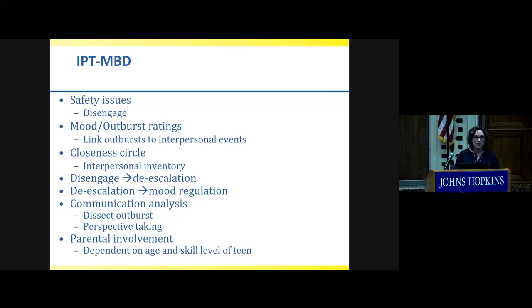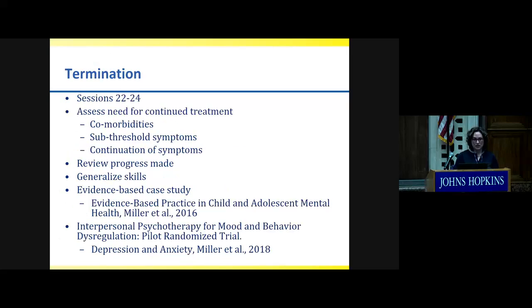We do a lot of communication analysis, dissecting the outburst, doing a lot of perspective taking. How did you feel? How do you think your parent felt? How do you think your friend felt? And then the parental involvement really depends on the age and skill level of the teen. So at the end, we assess need for continued treatment and comorbidities. A lot of these individuals have comorbidities, and we also assess for any subthreshold symptoms that might still need to be treated, or if there's continuation of symptoms.